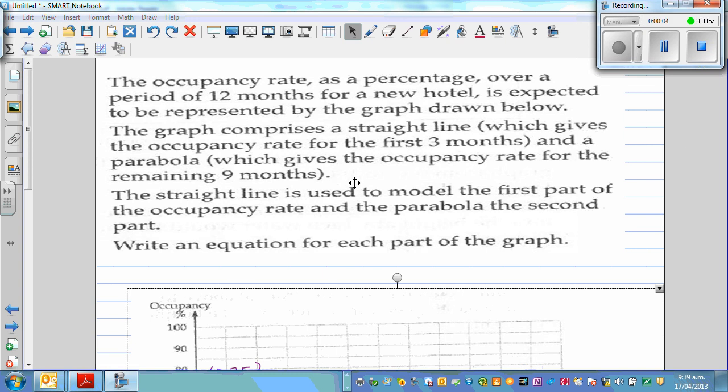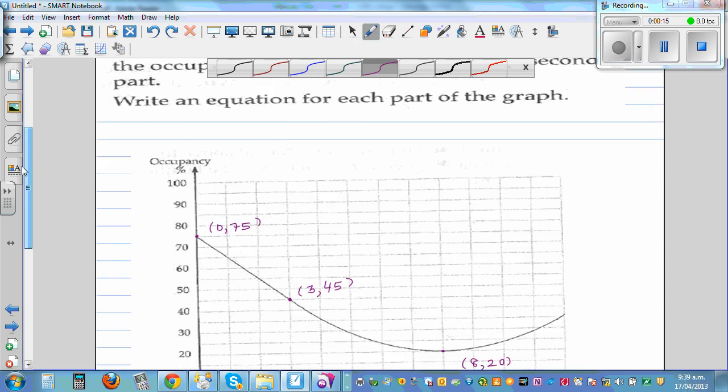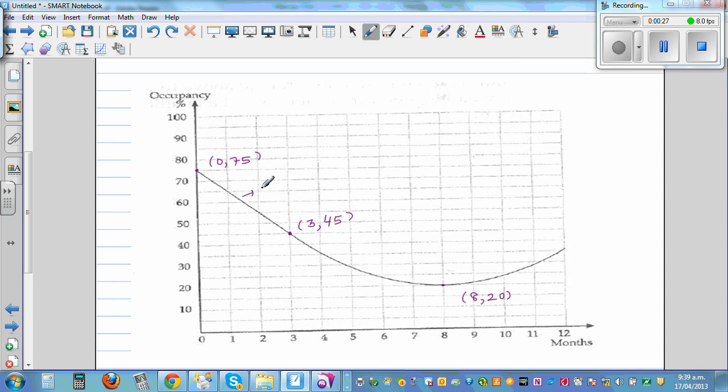The occupancy rate as a percentage over a period of 12 months for a new hotel is expected to be represented by the graph below. This is a graph of occupancy in percentage versus month. The first part of the graph is a straight line, from 0.75 to 3.45, it's a straight line.